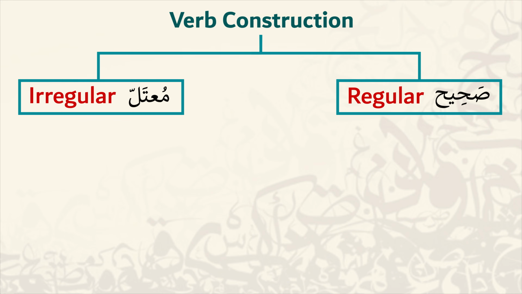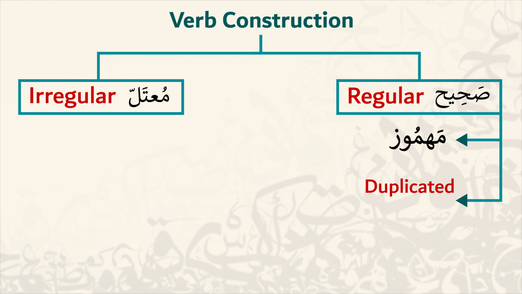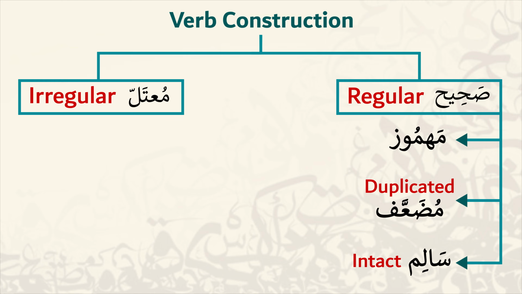So here is the first level of classification based on the construction of the verb, regular, صحيح, and irregular, معتل. There are subclasses for each one of these 2. The regular verb is subdivided into 3 categories. مهموز, which means a verb that contains همزة as one of its radicals. Duplicated, مضاعف, which contains 2 identical letters among its radicals. And lastly, intact, سالم, that neither contains همزة nor duplication in its original letters.